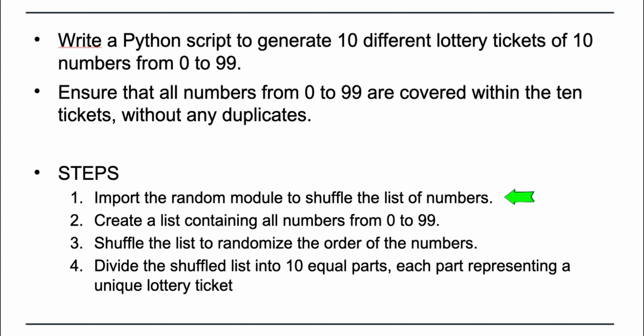Firstly, we will import the random module to shuffle our list of numbers. Then, we will create a list with all numbers all the way from 0 to 99. Then, we will shuffle that list to randomize the order. And finally, we will split the shuffled list into 10 parts, where each part will represent a unique lottery ticket. This picture shows our expected output.